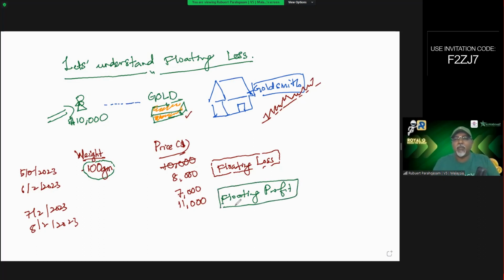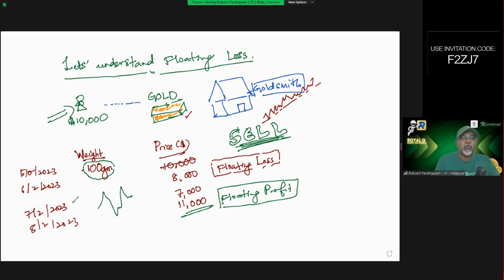When does it become real? The only time it will become real is when you sell. If you do not sell, it is always floating. Remember, floating will only become real when you sell. So if you decide to sell over here, lovely, you now have $1,000 profit. Now remember, the market goes up and down. That is the nature of the market.